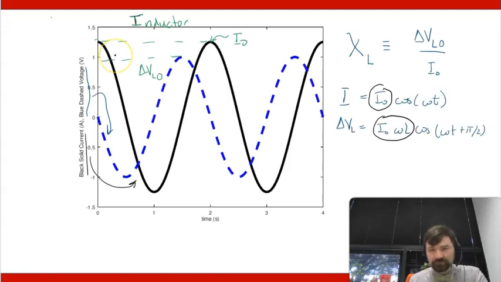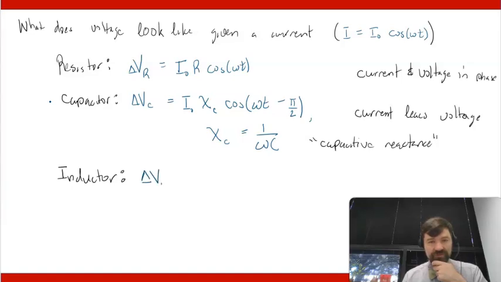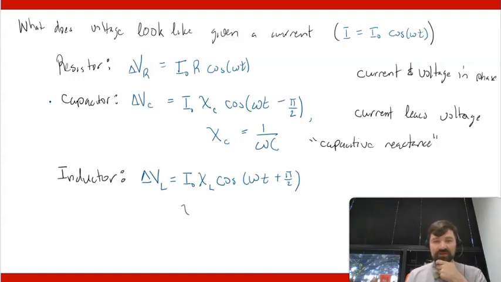And so what this gives us, stay on this page, is that XL or chi L is I naught omega L over I naught, but that's just omega L. So if we go back to our original summary slide, we can add this new thing for the inductor. We get delta VL is equal to I naught chi L cosine omega t plus pi over 2, and where chi L is equal to omega L.